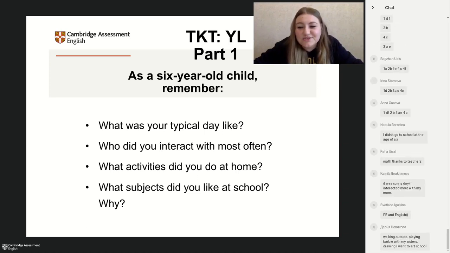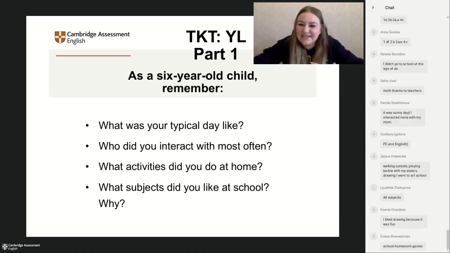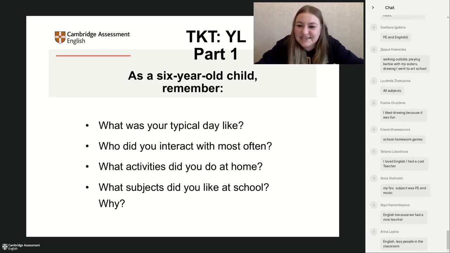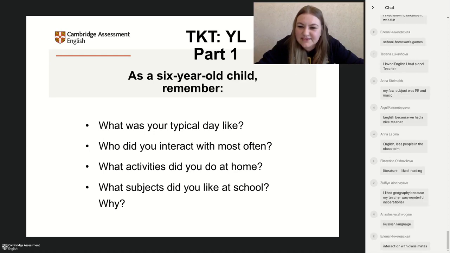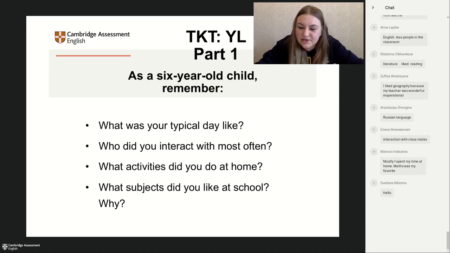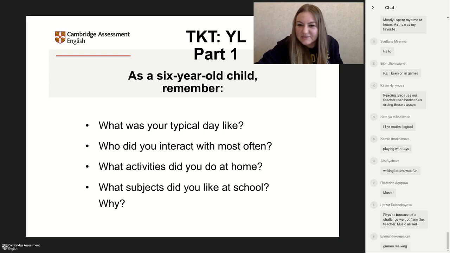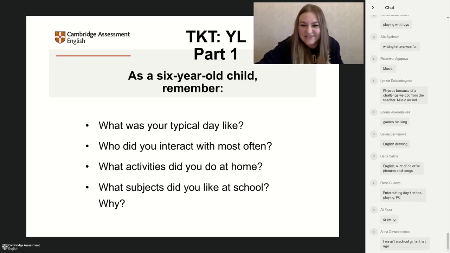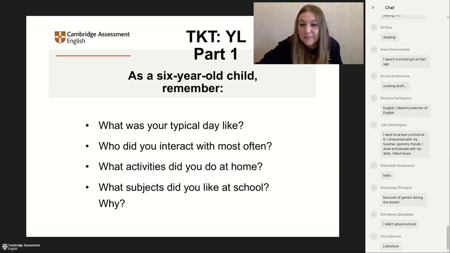Okay, so if you didn't go to school at the age of 6, just remember yourself at the age of 7, for example. Oh, I see. Playing Barbie, yes, fantastic. Games, right? Very good. Lots of wonderful ones. You all have different answers. Fantastic. Read books, playing with toys. Physics. Ooh, I was scared of physics. Drawing. Wonderful. Cooking stuff.